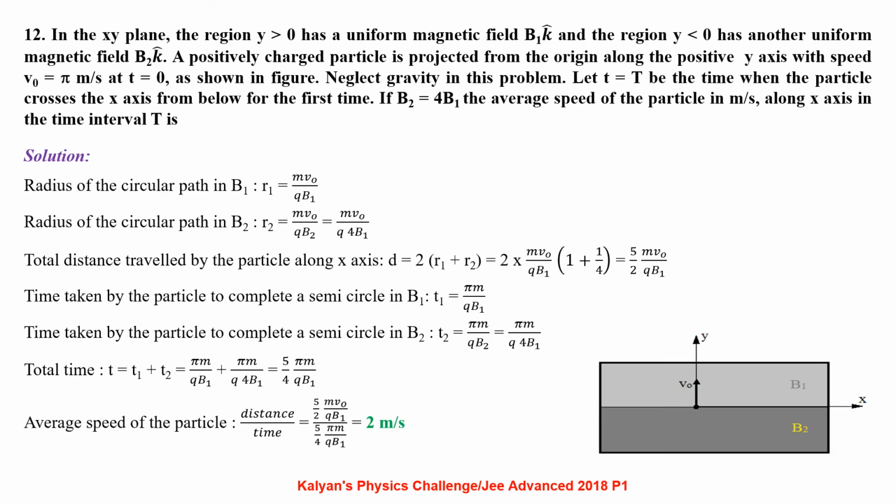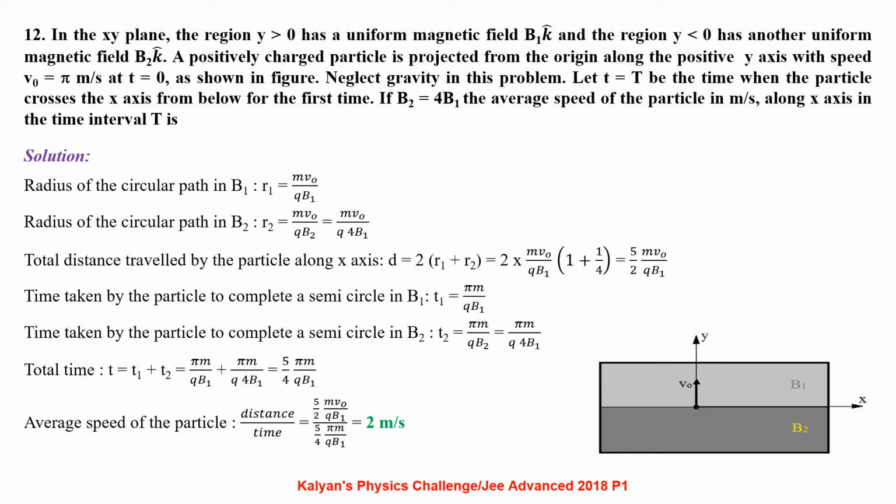In the xy plane, the region y greater than 0 has a uniform magnetic field B1 k cap and the region y less than 0 has another uniform magnetic field B2 k cap. A positively charged particle is projected from the origin along the positive y-axis with the speed v0 equal to pi meter per second at t equal to 0 as shown in figure. Neglect gravity in this problem. Let t equal to capital T be the time when the particle crosses the x-axis from below for the first time.